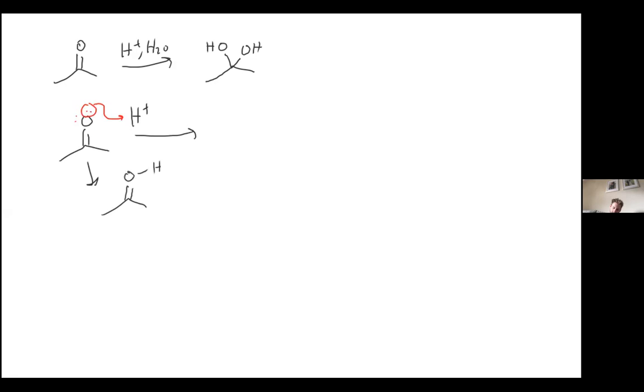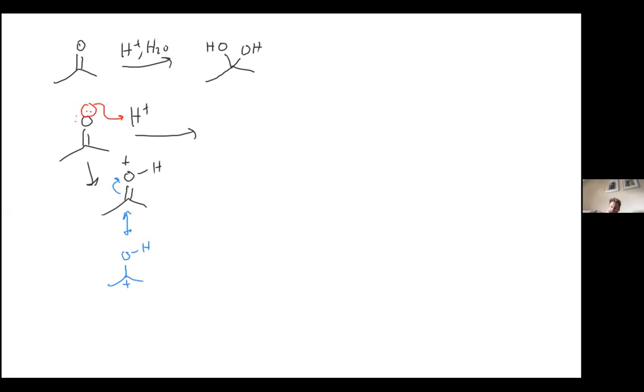And this is going to make our carbon center even more electrophilic. So we have another resonance structure here where we have a positive charge on this carbon. It's very easy to attack at this point.